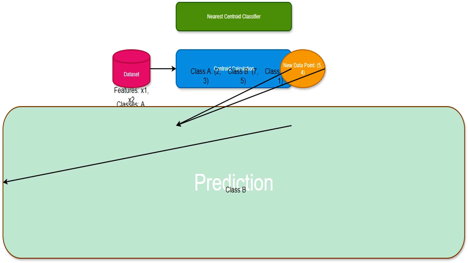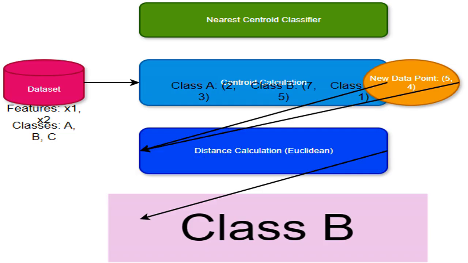This is the core idea of the classifier. Proximity to class centroids is used for prediction. Based on the calculated distances to each centroid, the prediction is class B. The algorithm chose class B because its centroid is closest to the new data point, 5, 4.